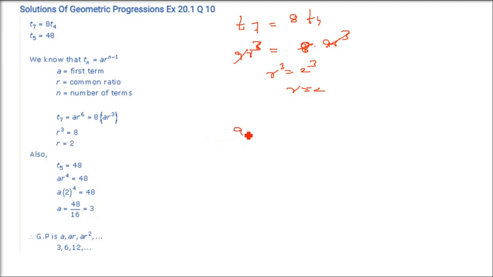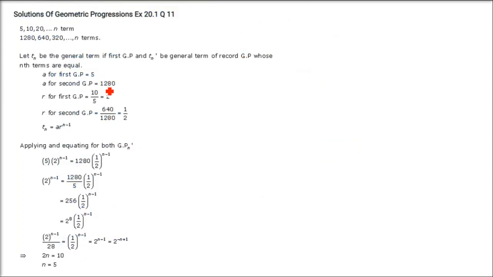Now the T5 term. So T5, a r to the power 4, is 48. R is already known to us, 2 to the power 4, 2 to the power 4 is 16. So 48 by 16 equals 3. So A equals 3. A is known, R is known. Now you know how to make a GP: a, ar, ar square. Put A as 3, R as 2. So 3, 6, 12. This will be the final GP.